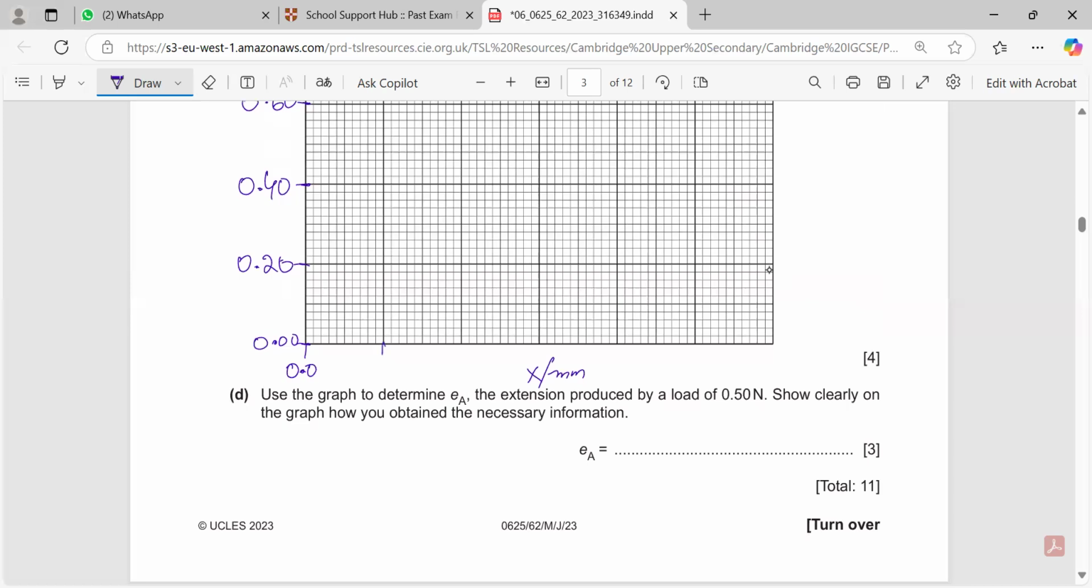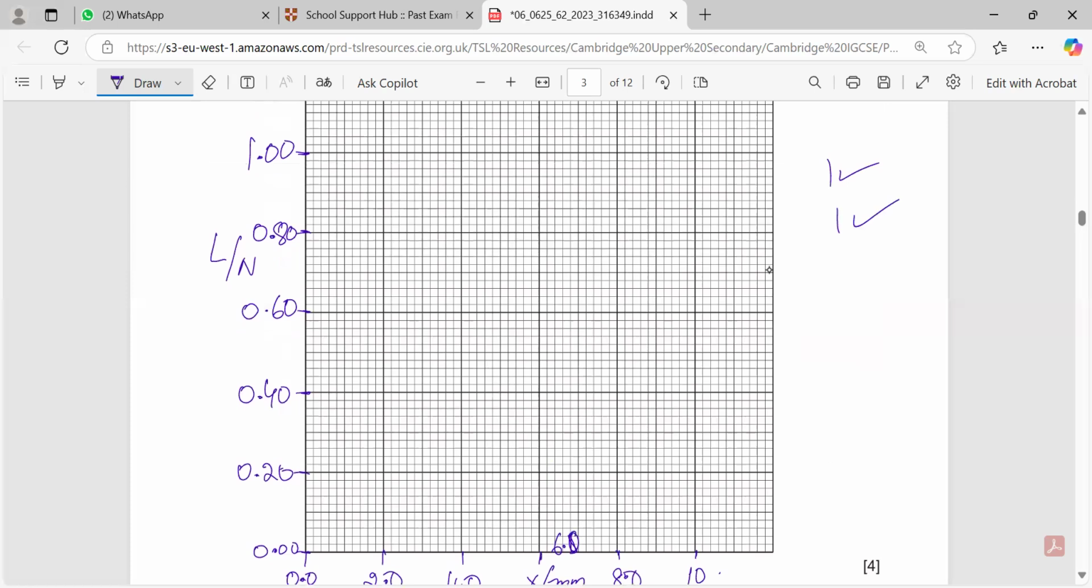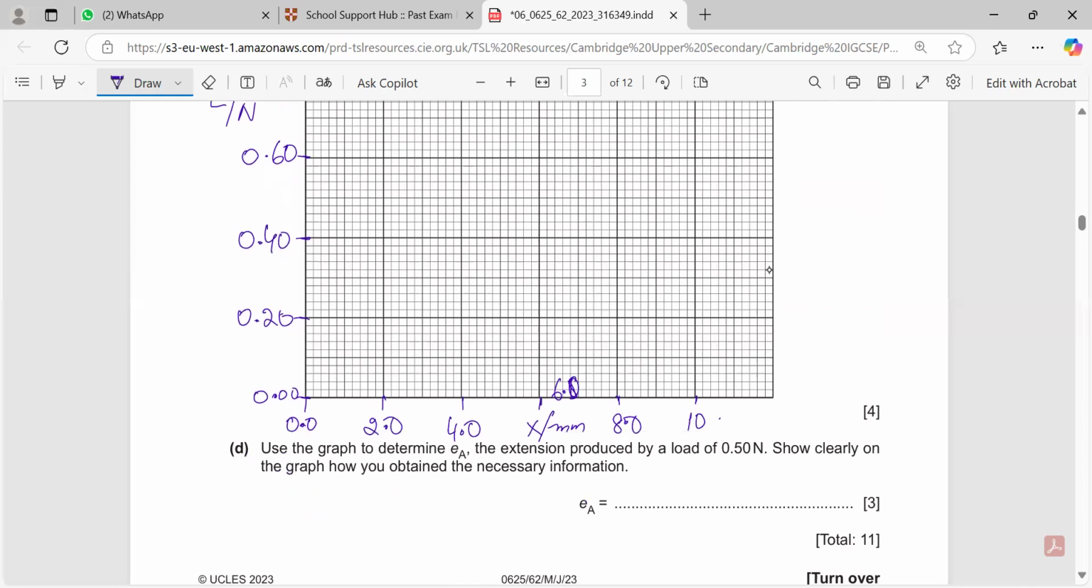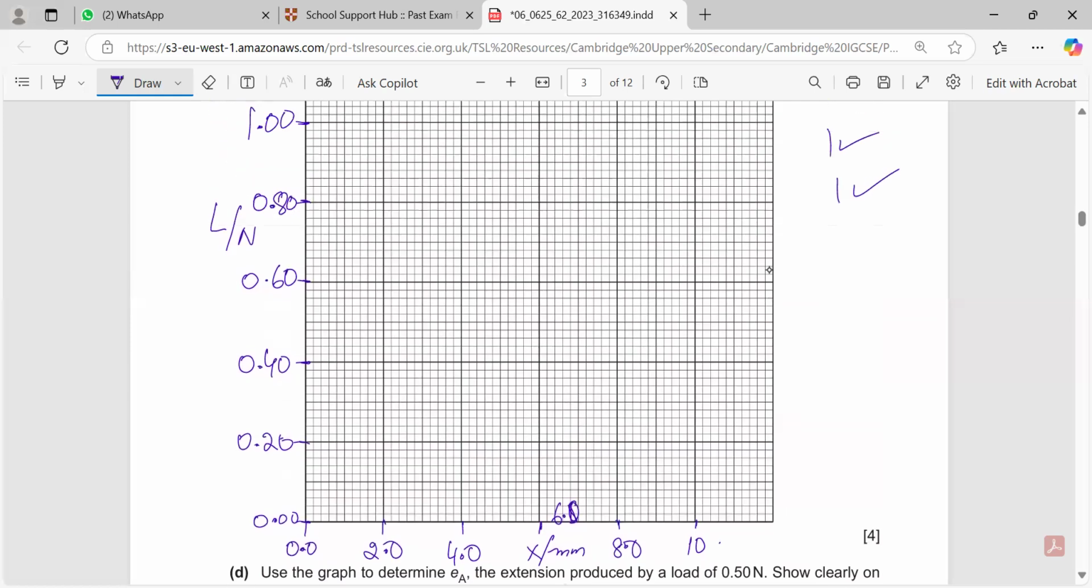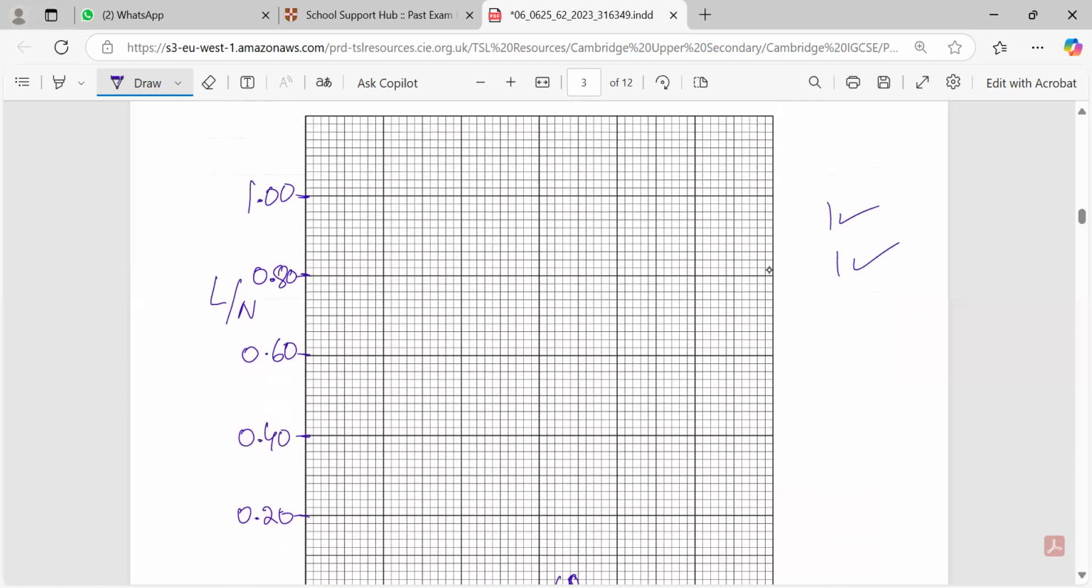Starting from, of course, 0, then 2.0, then 4.0, then 6.0, 8.0, and here this is 10. Now we scored our second mark also. The reason for that is the data of extension is covering more than half of the grid on the x-axis, and similarly the given data for load is also covering more than half of the grid on the y-axis. So our second mark is scored.